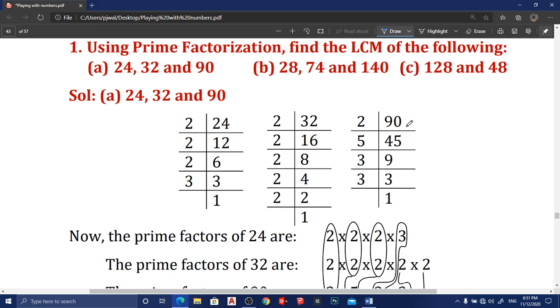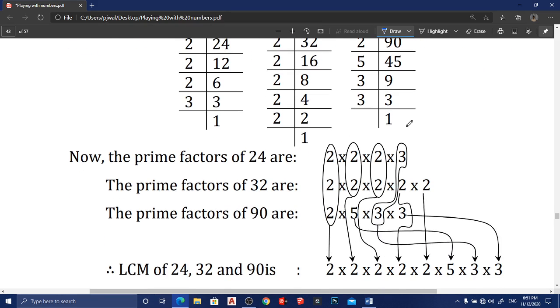Now list out all the prime factors you got in this factorization. So now the prime factors of 24 are 2 into 2 into 2 into 3. Take this 2 into 2 into 2 into 3. Next, all the 2s here, 1 2 3 4 5, 2 into 2 into 2 into 2 into 2. Next 2 into 5 into 3 into 3. Write them as a list.